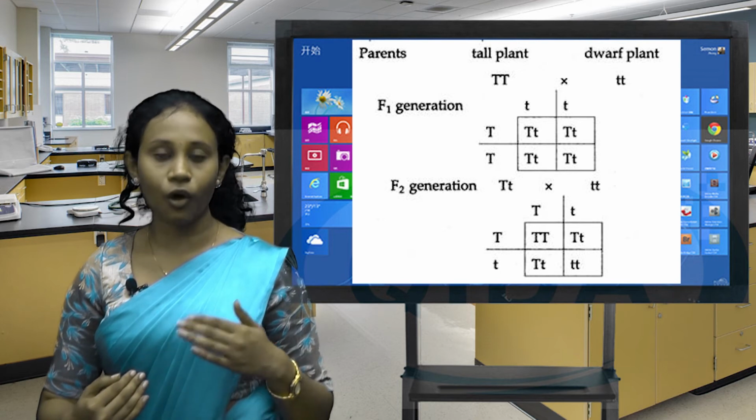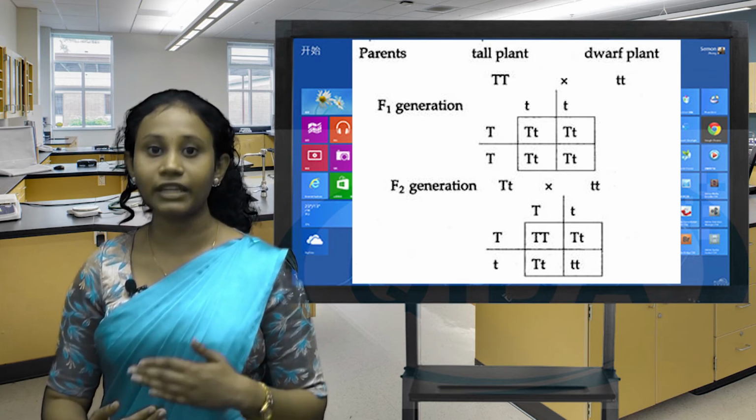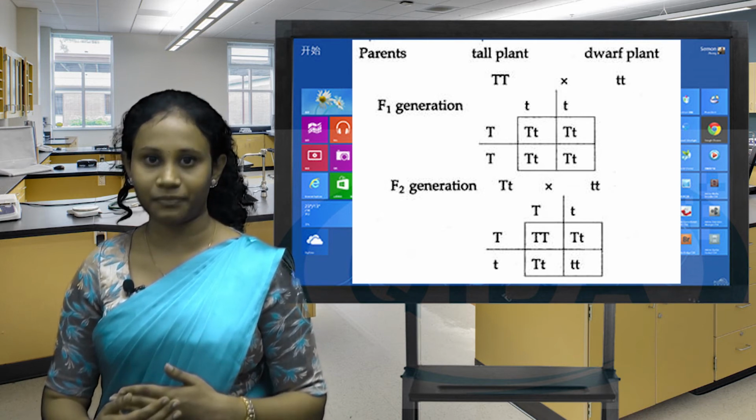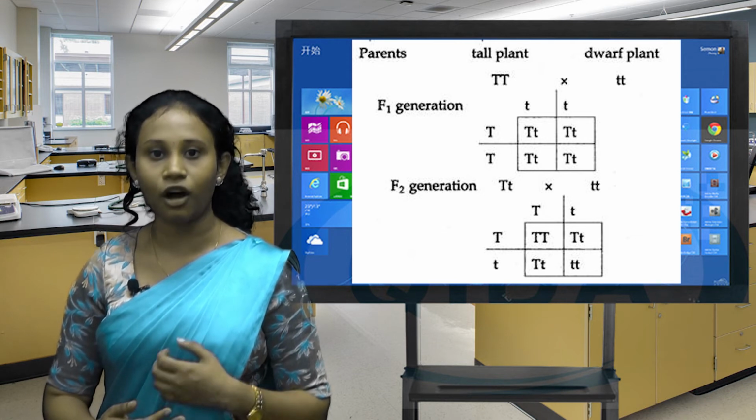So, you can see all four offspring are having the capital T, simple t genotype. We can also use a Punnett square to identify the genotype of offspring.